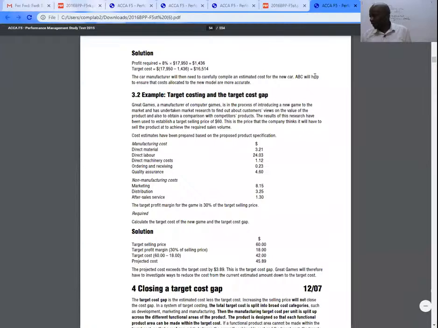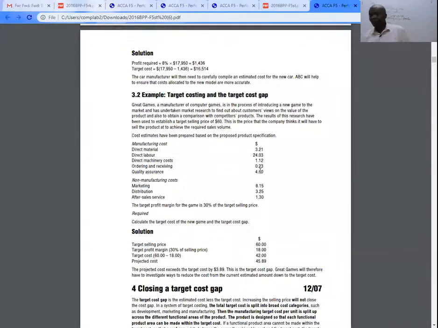So we are told here, Great Games. I'm reading example 3.2 here. Great Games, a manufacturer of computer games, is in the process of introducing a new game to the market and has undertaken market research to find out about customers' views on the value of the product and also to obtain a comparison with competitors' products. The results of this research have been used to establish a target selling price.